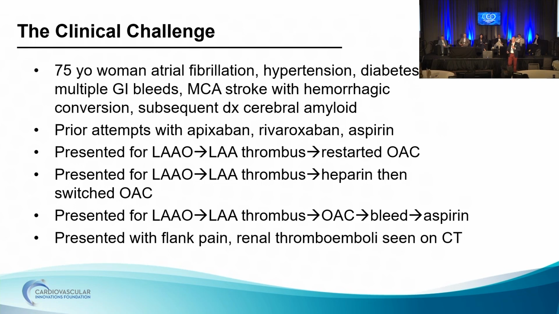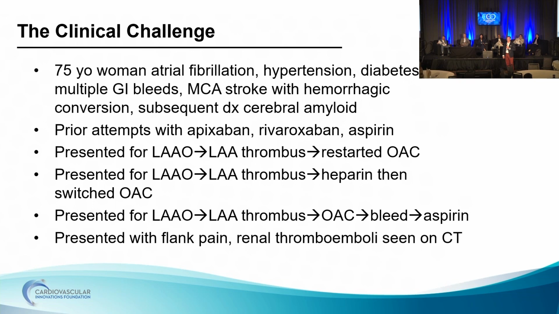So our clinical case is that of a 75-year-old woman with atrial fibrillation, obviously, hypertension, diabetes, and multiple GI bleeds. She presented with an MCA stroke, was treated with TPA, and had hemorrhagic conversion. Subsequent follow-up imaging with MRI suggested that she also has a diagnosis of cerebral amyloid angiopathy. If anybody's not familiar, it means quite fragile small vessels at elevated risk for intracranial hemorrhage with antiplatelet or anticoagulant therapies. She had had prior attempts with apixaban, and she had an ongoing long course with us.